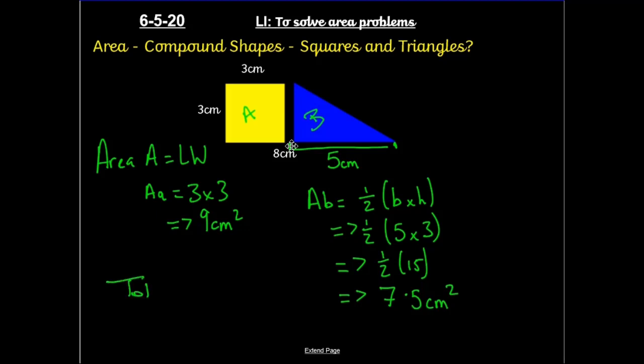I now need to do the total area. Total area is 9 plus 7.5, both centimetres squared, of course, which would equal 16.5 centimetres squared. Voila. Compound shape involving squares and triangles.